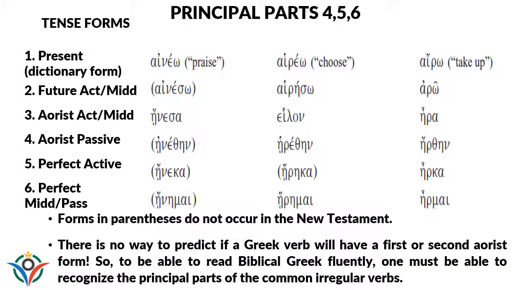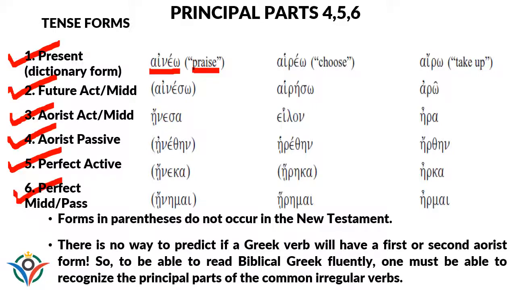So let's take a look at principal parts 4, 5, and 6 for today. The first word is aineo, which means praise. And remember that there are 6 tenses for principal parts: the present, future active middle, aorist active middle, aorist passive, perfect active, and perfect middle passive, which I would encourage you to memorize.